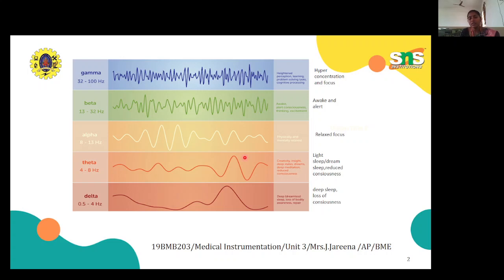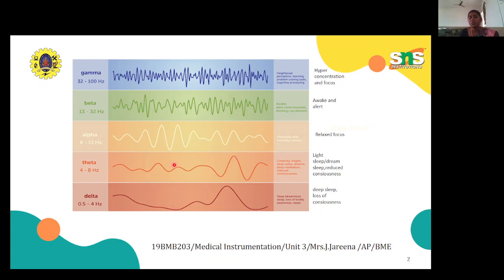So EEG is a vast area. We can do so much research, because the brain is the control processing unit of the body, involved in all controlling actions, right from emotions to voluntary and involuntary actions, memory, everything. So this is like an ocean. We can do a number of research studies related to whatever we feel, right?